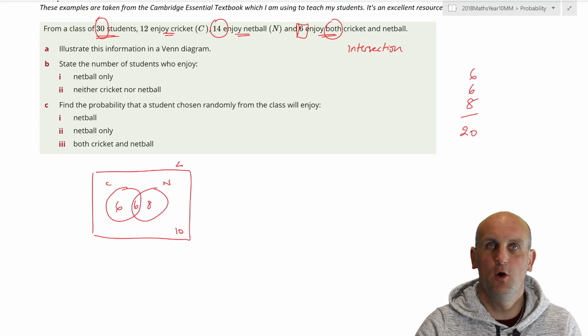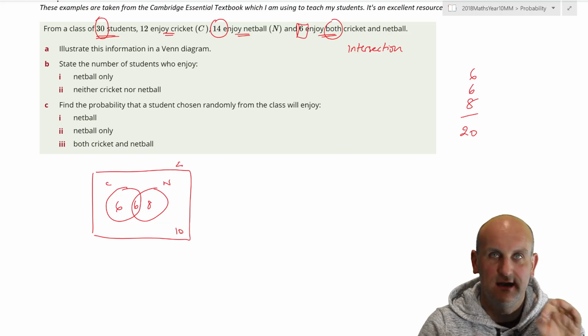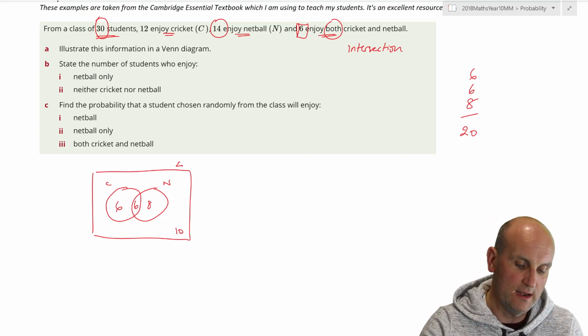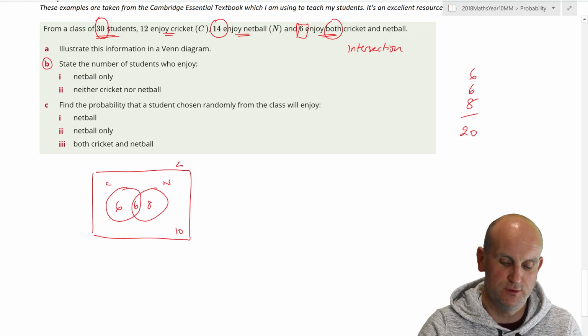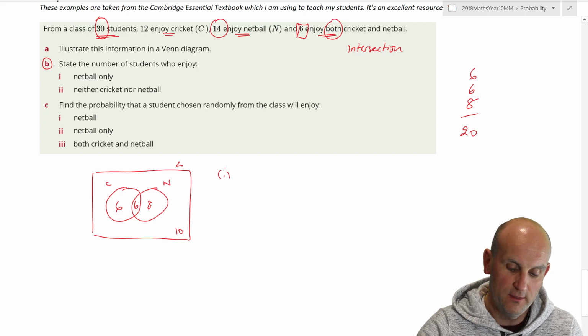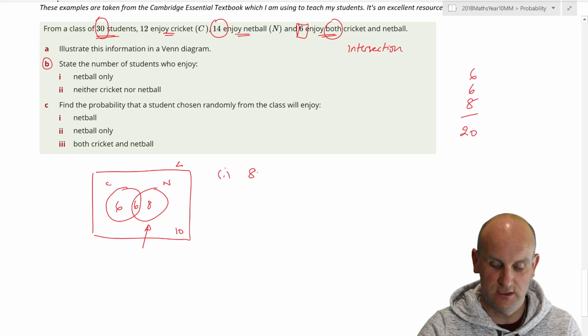Now, notice here I'm not putting distinct numbers. I'm not doing probabilities. I'm just saying the number of people. So now we're going to start answering the questions. State the number of students who enjoy only netball. Well, now, reading off my diagram, the ones who enjoy only netball are these ones here. And so reading off, it's just 8.